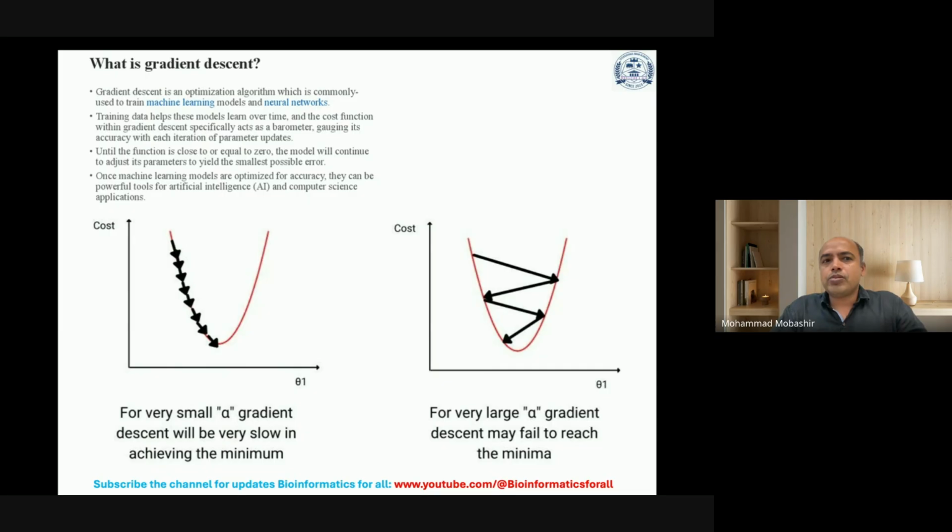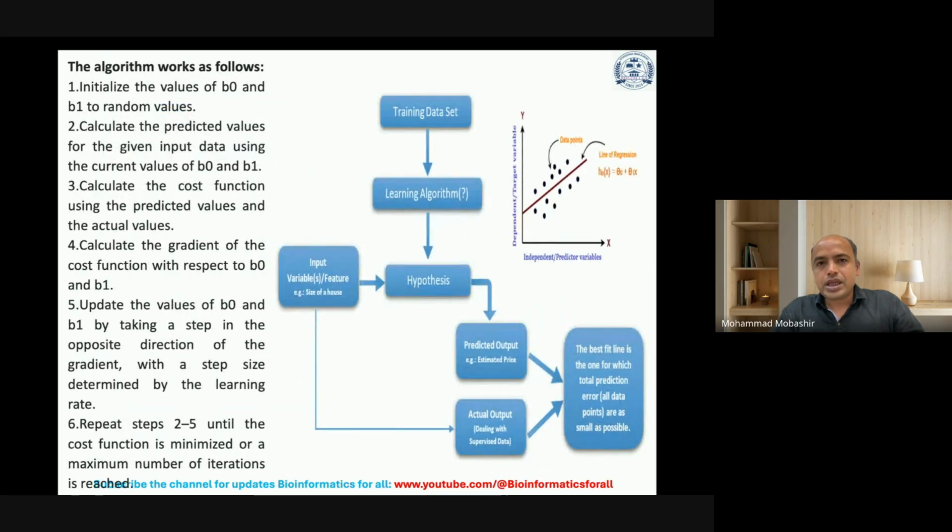Training data helps these models to learn over time, and the cost function within the gradient descent specifically acts as a barometer, gauging its accuracy with each iteration of parameter updates. Until the function is close to or equal to zero, the model will continue to adjust the parameters to yield the smallest possible errors. Once machine learning models are optimized, they can be powerful tools for artificial intelligence and computer science applications. Now, how do these algorithms in general work? So training data set, then a learning algorithm, it depends on you what you are going to use.